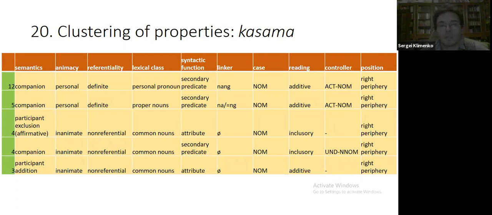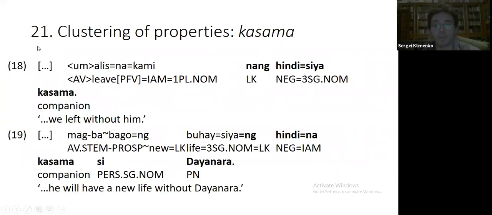Next, this slide shows clusters of properties for constructions with Kasama. I found only 5 clusters like that in the sample, the most frequent one having 12 tokens. And here are 2 examples for the 2 most frequent clusters. Example 18, we left without him, and example 19, he will have new life without Dayanara.